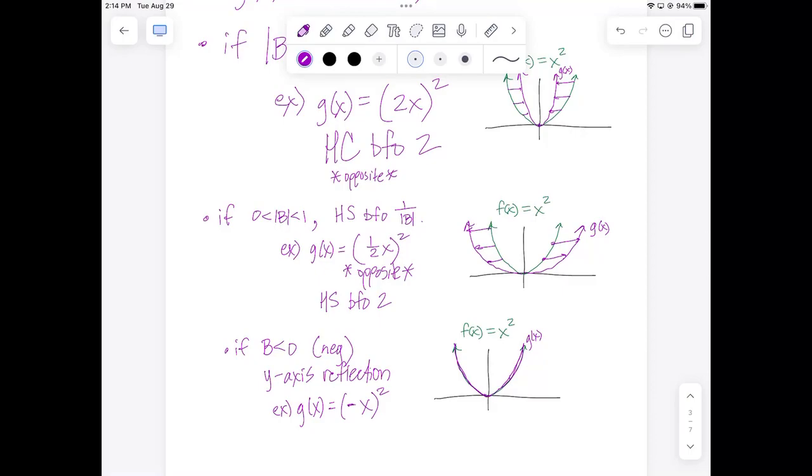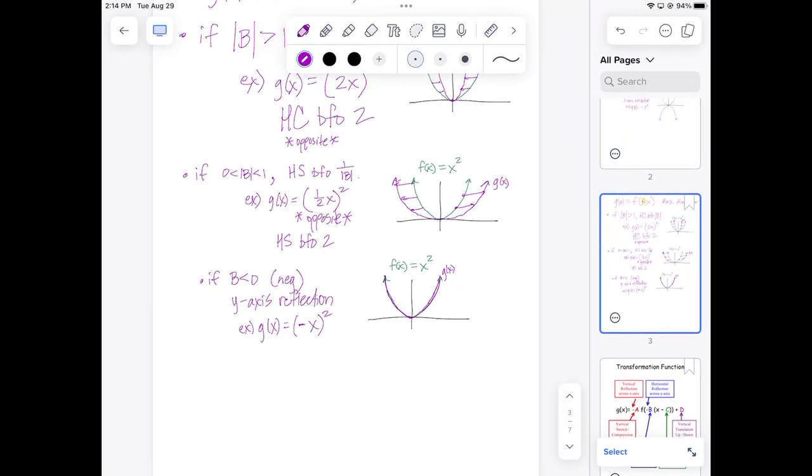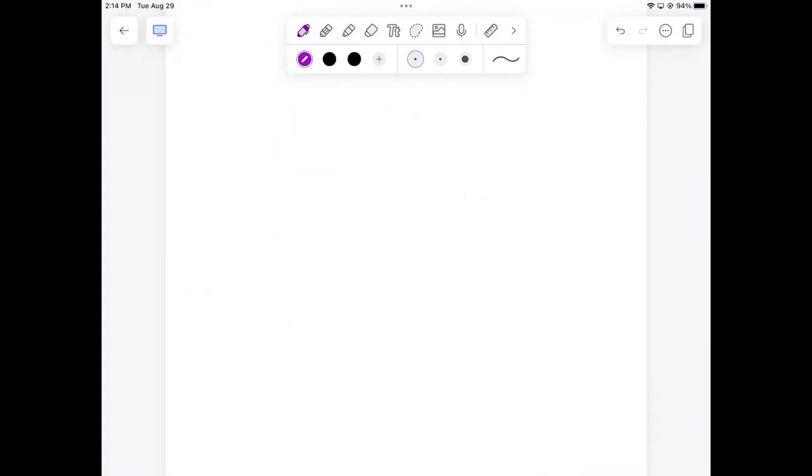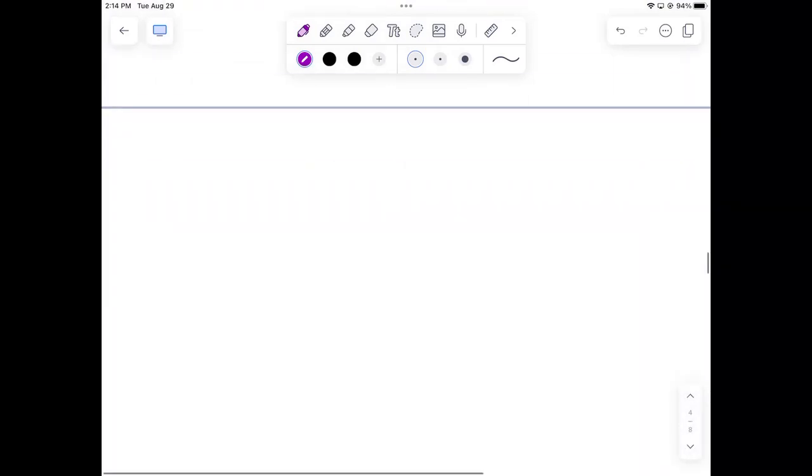Now that takes care of the dilations and reflections. Those are the two that require the most thinking, okay? The shifts or the translations are the easier ones. That's the C and the D. I think I need to add another page. All right, let's come down here now and check out the next one.